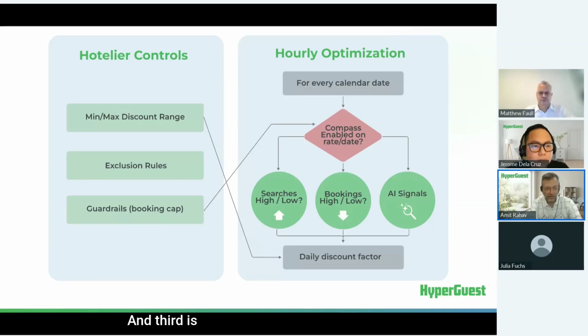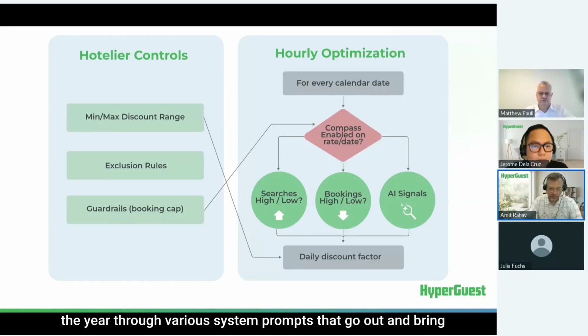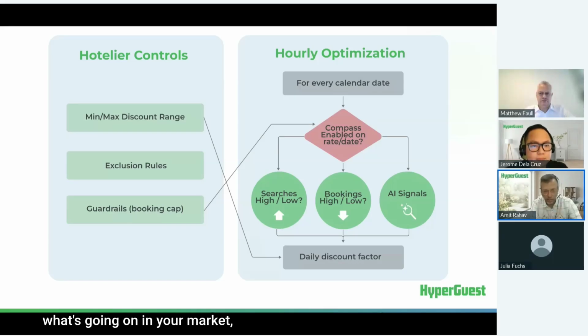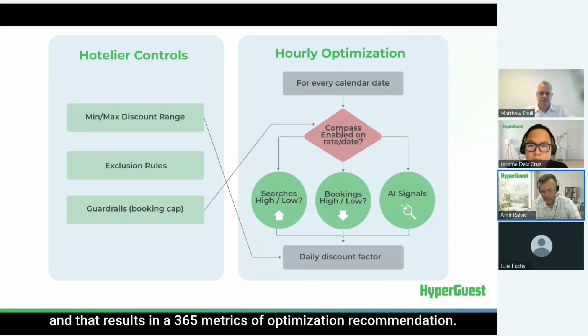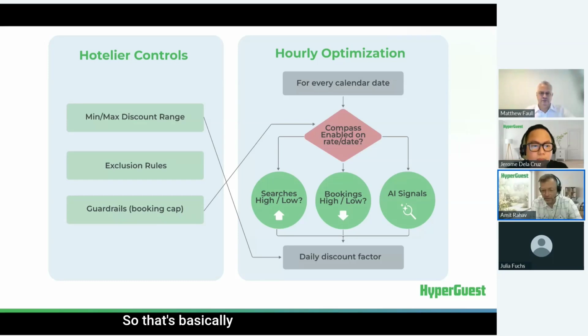And third is what's going on in the outside world. These are additional signals that are generated for 365 days of the year through various system prompts that go out and bring additional information on what's going on in your destination and in your market, and that can also affect the decision. And that results in 365 days of optimization recommendations. That's basically what it does in real time while the partner is searching your hotel. So different partners will get a different optimization every day of the year, every moment that they search.